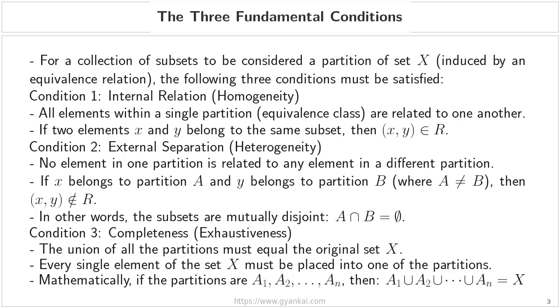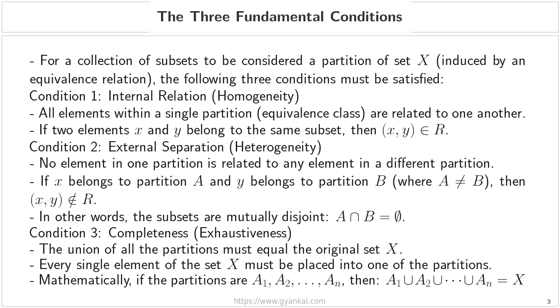Finally, we have condition 3, completeness, also referred to as exhaustiveness. This ensures that no element is left behind. The union of all the partitions must equal the original set X. This means every single element of the set X must be placed into exactly one of the partitions. Mathematically, if our partitions are labeled as A sub 1, A sub 2, and so on up to A sub n, then the union of A sub 1, A sub 2, through A sub n must equal the original set X. Once these three conditions, homogeneity, heterogeneity, and exhaustiveness, are met, we have a perfect partition.